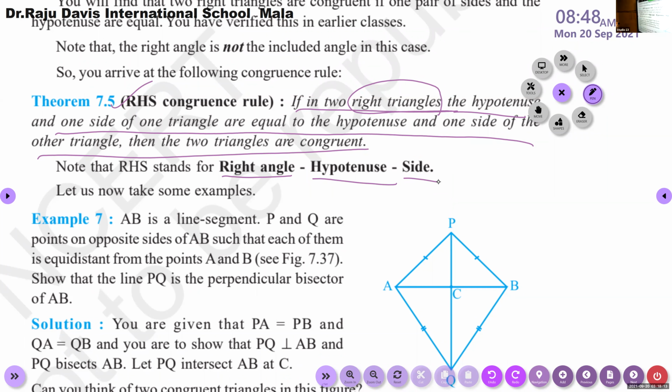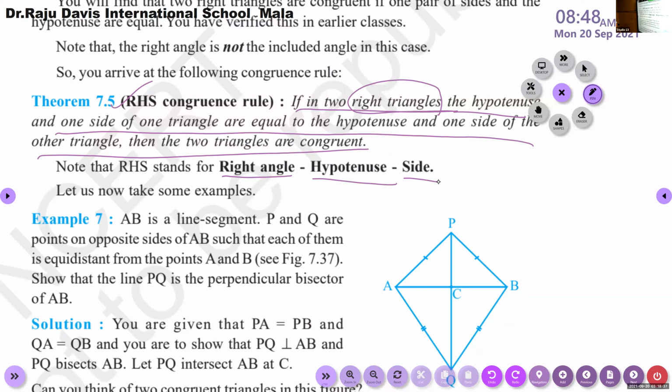All of you wrote, Neymar, read the RHS congruence rule. If in two right triangles, the hypotenuse and one side of one triangle are equal to the hypotenuse and one side of the other triangle, then the two triangles are congruent.